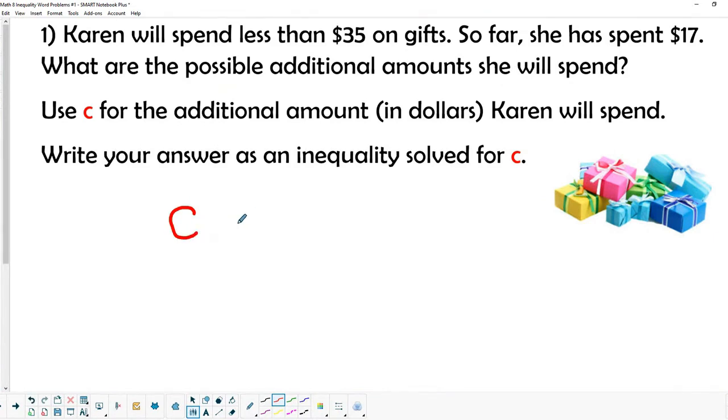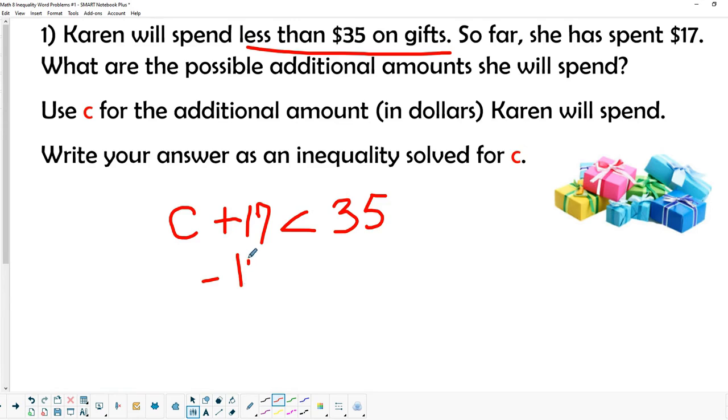This is the amount of money that she would like to spend on gifts. So far, she has spent $17. So the amount that she will yet spend plus 17 is getting us started. Now it says that she will spend less than 35 total. So that just means that we're going to put a less than sign in there and the number 35. So there's our inequality, and we solve it for C by subtracting 17 from both sides.